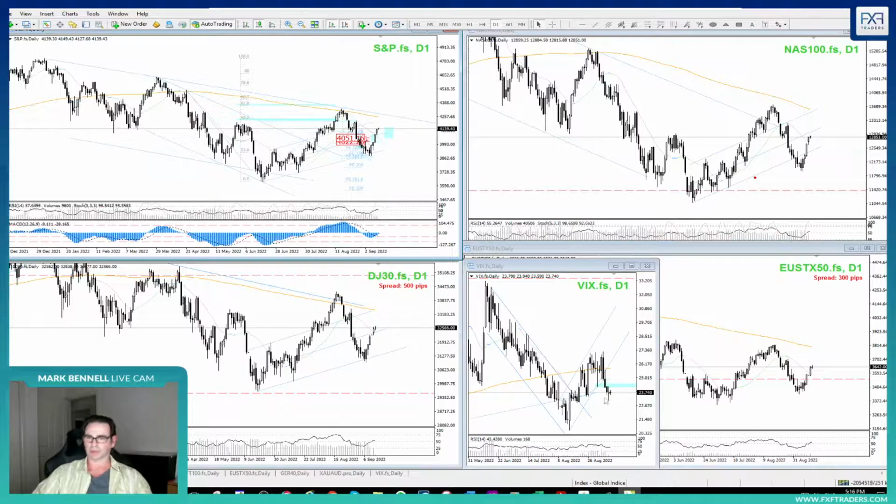All right. VIX is good too. NASDAQ is good. Dow has bounced, very similar spot. So this is what we want to see. This is certainly what I want to see.